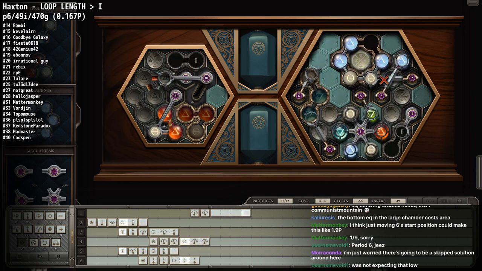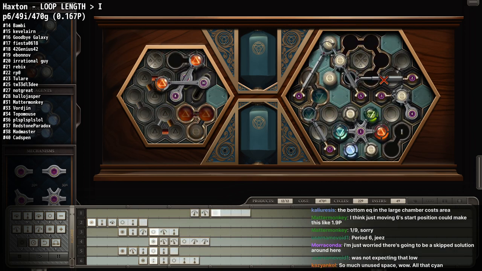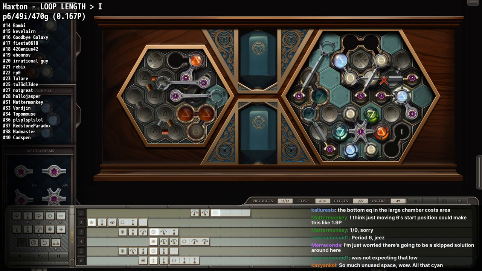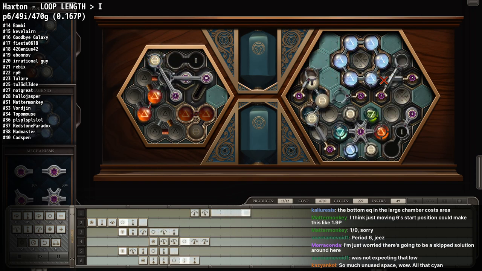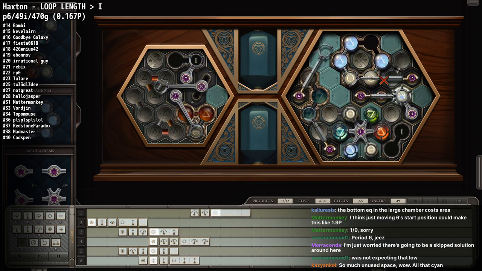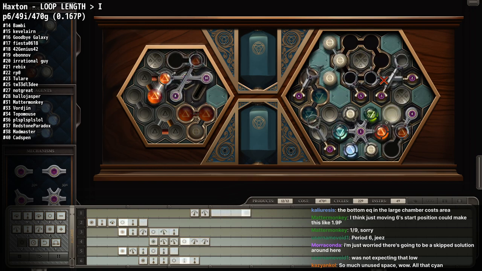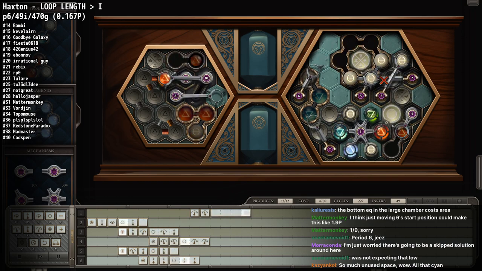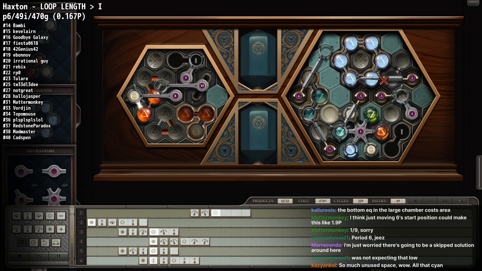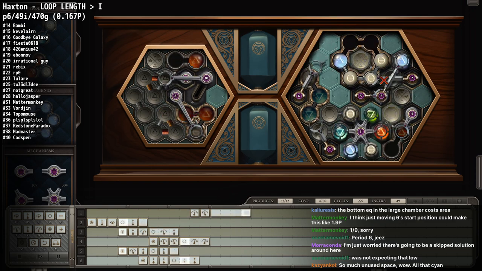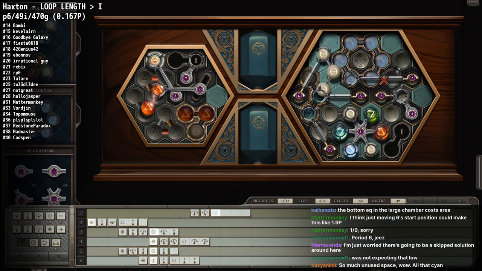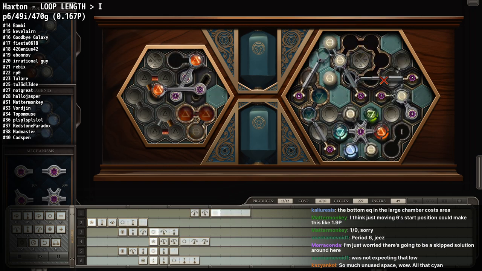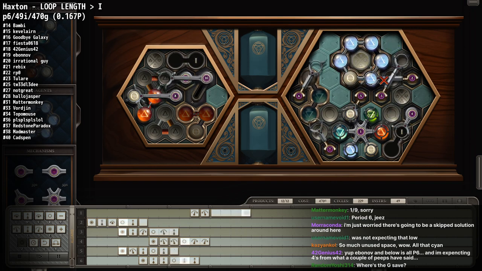Morikanda is saying she's worried there's going to be a skipped solution around here. Panic, there is a skipped solution, don't tell us. Well, it kind of has to because it'll turn up on the overlay. Oh, right. Yeah. I mean, it won't show up, but you'll notice that a number disappears. God, I hope not. All right. Next up, we have another. Oh wait, no. If the person has an even better pick solve, then it won't show up. So don't tell us if we skip something.